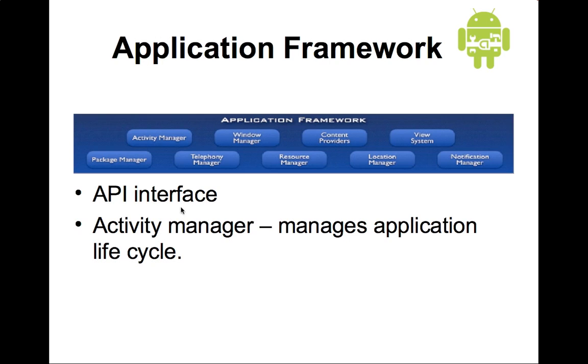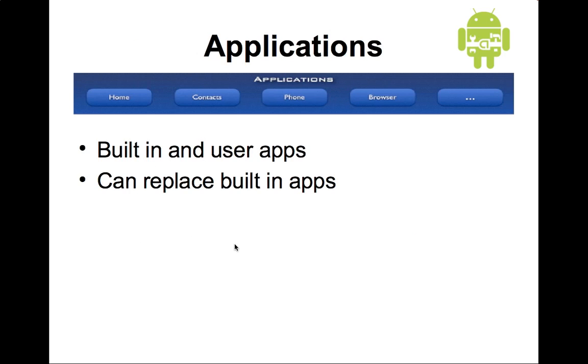We have the API interface, which is part of the framework, which is what we're creating objects of. So we create a new object of the location manager or some telephony manager. Activity manager manages the activity lifecycle. And the activity lifecycle is kind of interesting, and I'll wait for the next slide set on this because I think the diagram in this one is a little skewed, but we'll see in a few minutes. In terms of applications, we have built-in and then we have user apps.